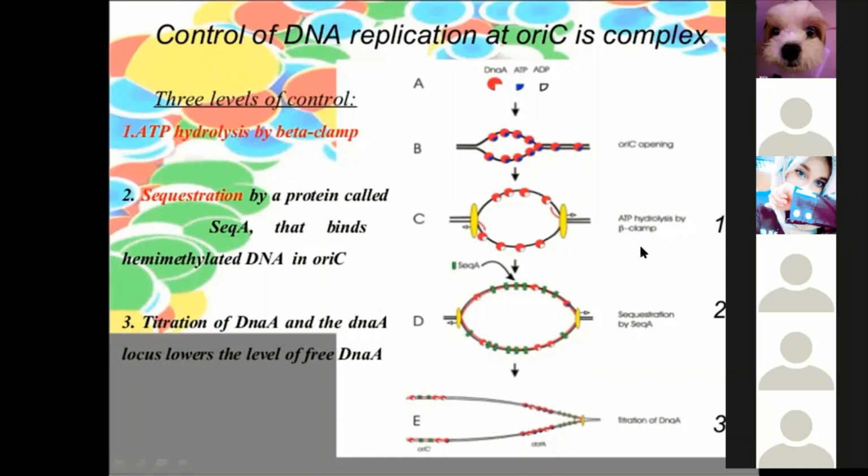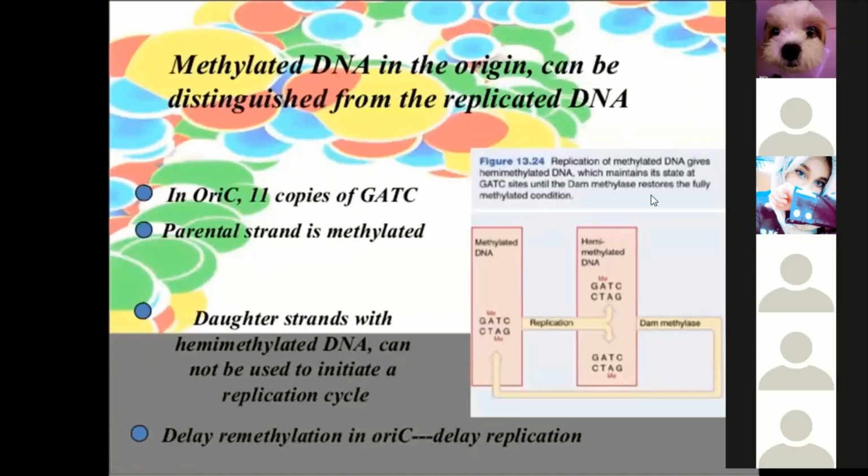In the beta clamp, there is ATP hydrolysis. This is one level of control. The other level is sequestration by SeqA. And then there is titration of DnaA. I'll tell you these things now, so you will be able to understand them in a better way. Methylated DNA in the origin can be distinguished from the replicated DNA. In OriC, there are 11 copies of GATC.